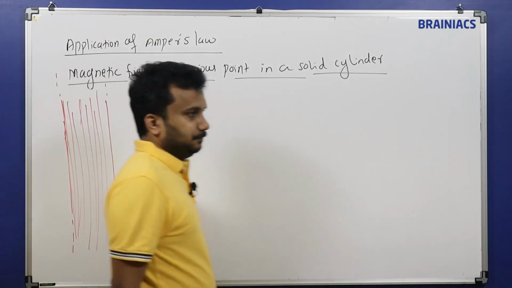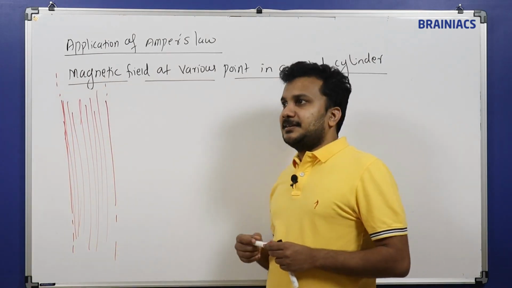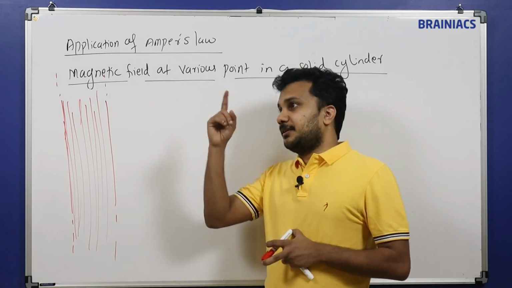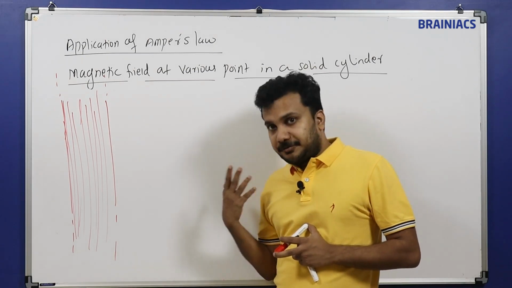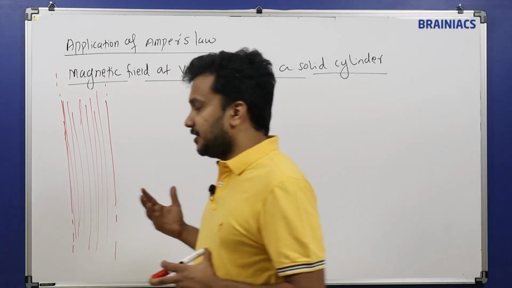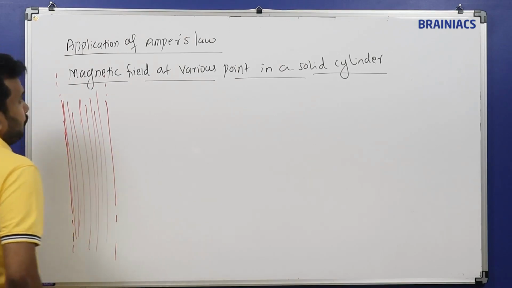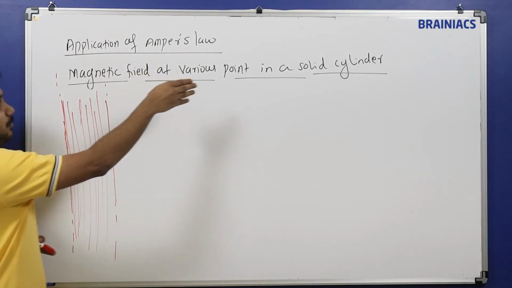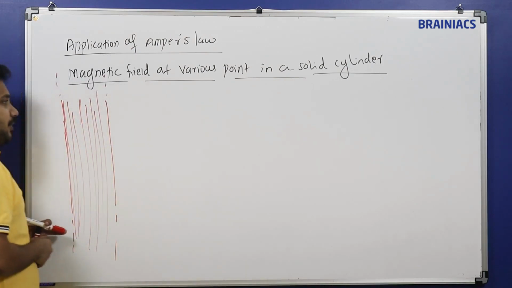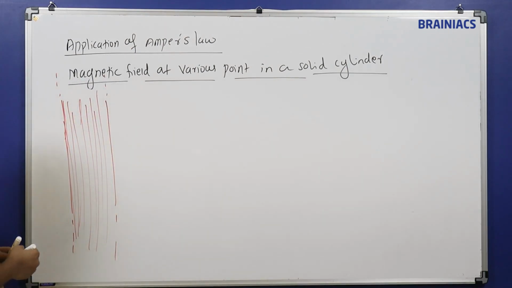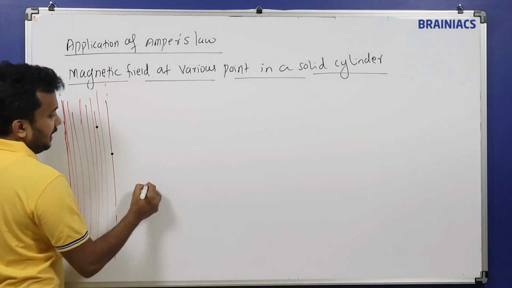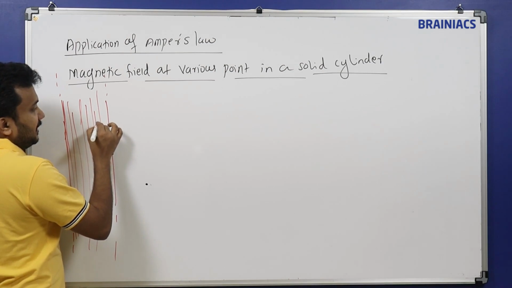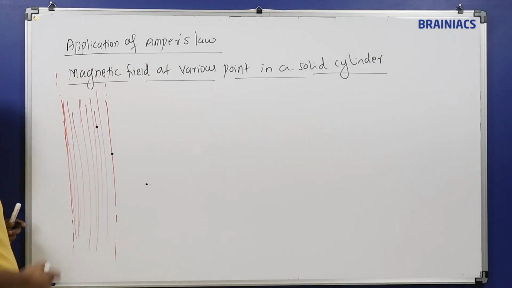It's a filled solid. The best example of a solid cylinder is our normal copper wire, which we use to pass electricity for our fans, lights, air conditioner, refrigerator, TV, etc. So we are going to find out magnetic field at various points in a solid cylinder. Three points I am considering: one is inside, one is on the surface, and one is outside. So this is an inside point. We have a central axis.